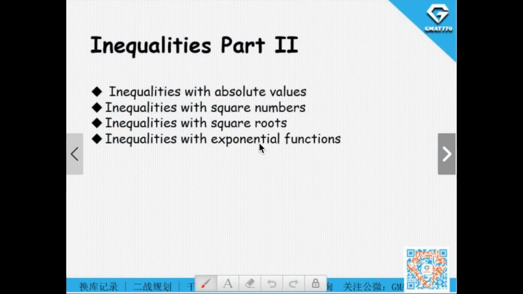Today we will focus on 4 different types of questions. The first one is inequalities with absolute values. And second, with square numbers. And third, with square roots. And last one, I think the most difficult one, is inequalities with exponential functions. So let's move on to the first one, inequalities with absolute values.